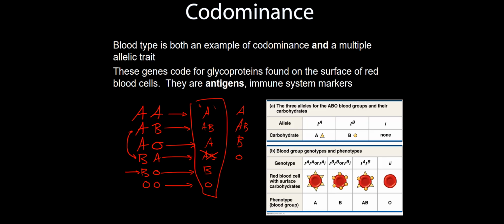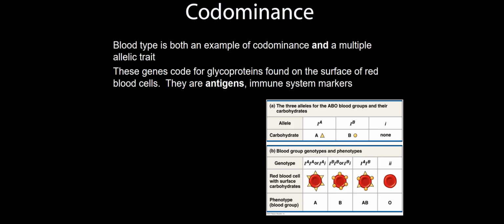So the key here is that if you are AB type, you express both proteins like you can see here. Your immune system knows and sees the A protein and the B protein. And so you're able to accept either of those if you get a blood transfusion. Now, as for the Rh factor, you have Rh plus or Rh minus. This is a separate gene, and you either have the allele that makes it or you don't.